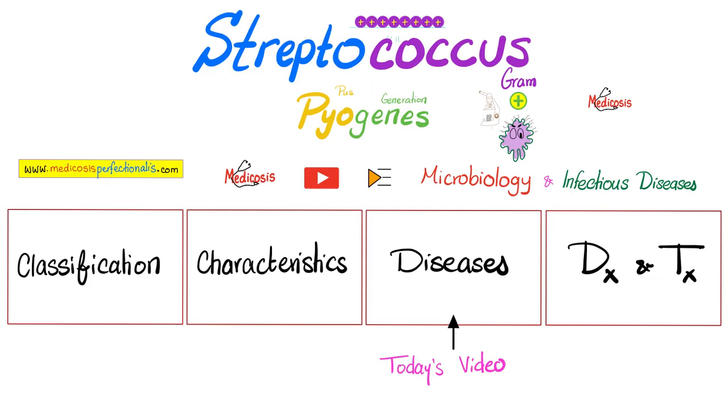Just like we did with Staph aureus, we'll do the same thing with Strep pyogenes. The same bacteria will be discussed in 4 different lectures. The first one was classification. The second one was characteristics of Strep pyogenes. Today's lecture is about the diseases, the clinical picture of a patient infected with Group A beta hemolytic strep. In the next video, we'll talk about diagnosis and treatment options for Strep pyogenes infections. For maximal understanding and retention, please watch them in order.